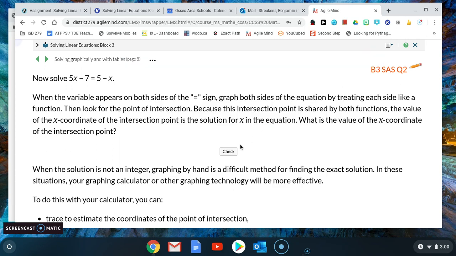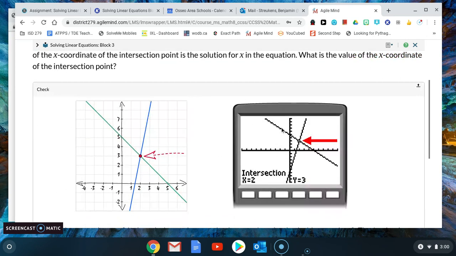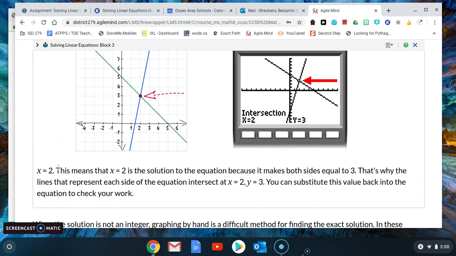So I'm going to close that here. I'm going to check my answer. x equals 2, just like what we found on our Desmos graph. x equals 2 is the solution to the equation because it makes both sides equal 3. That's why the lines that represent each side of the equation intersect at x equals 2, y equals 3.